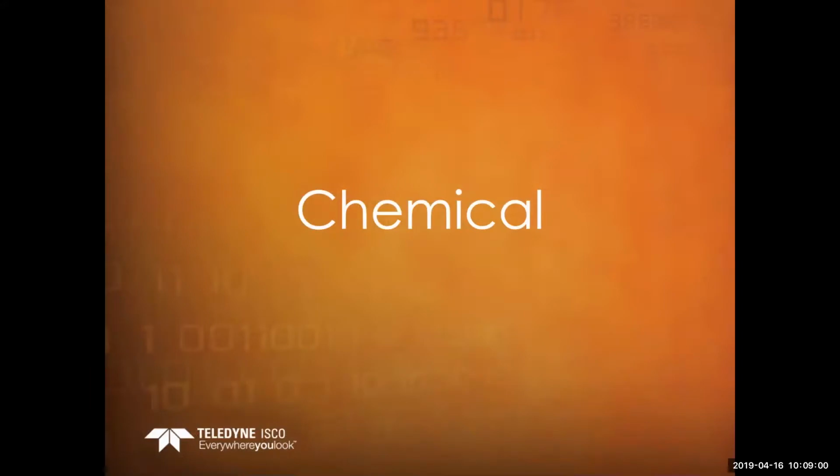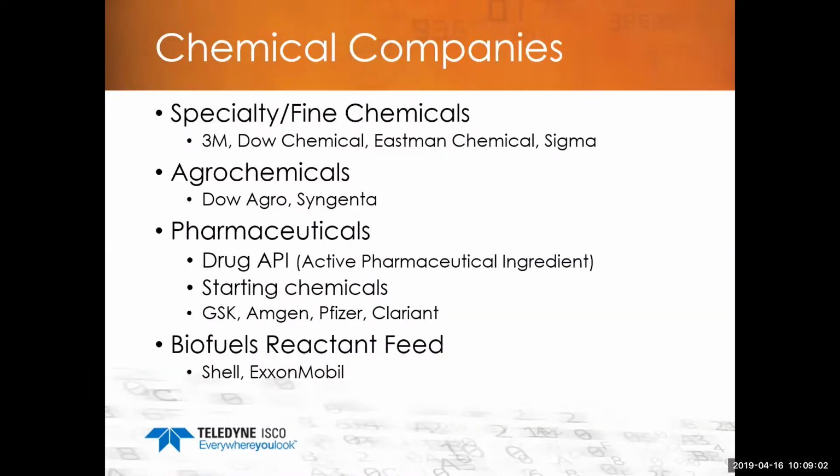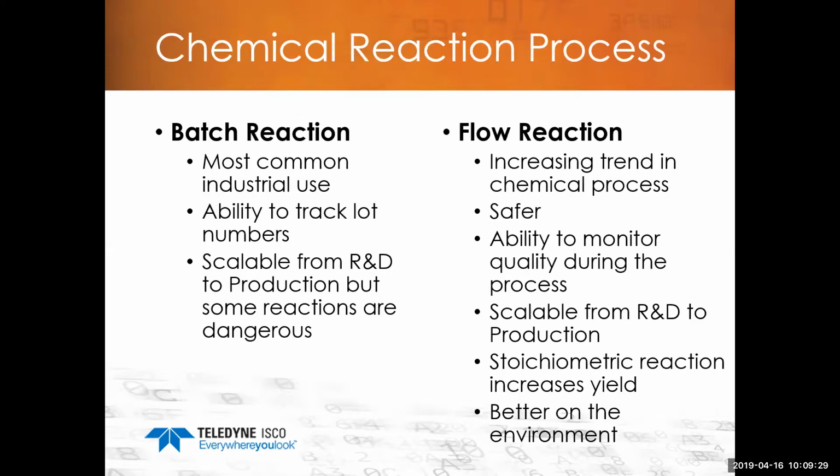Let's look at the chemical market now. When we're talking about chemicals, it's kind of a broad term, so we've tried to narrow it down a little bit. The type of folks that we deal with in this space are specialty and fine chemicals. You can see examples of organizations there: agrochemicals, pharmaceuticals, and biofuels, reactant feed. The chemical market is a very broad definition, and this is where we focus.